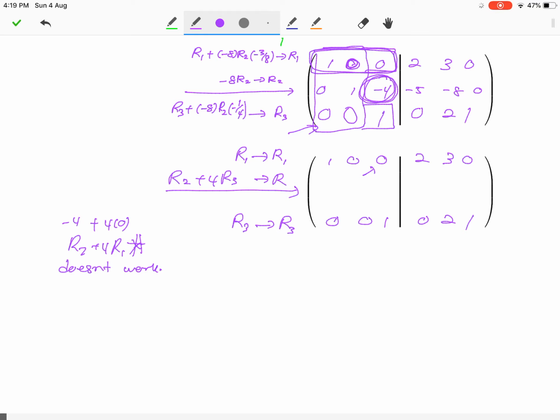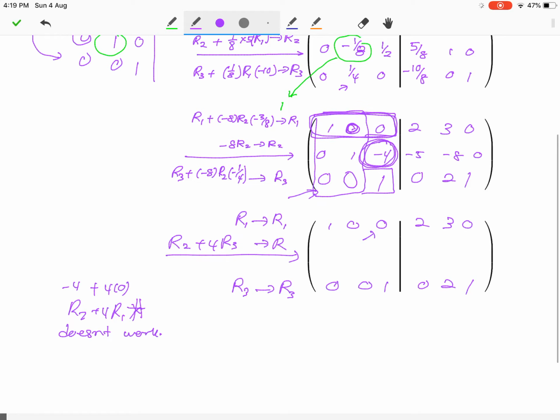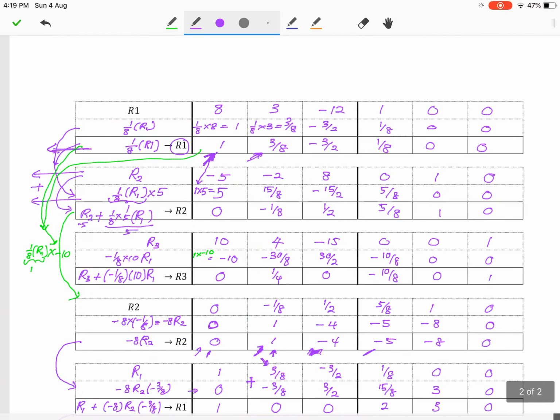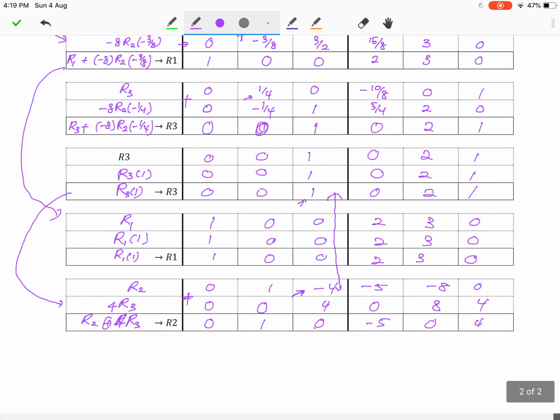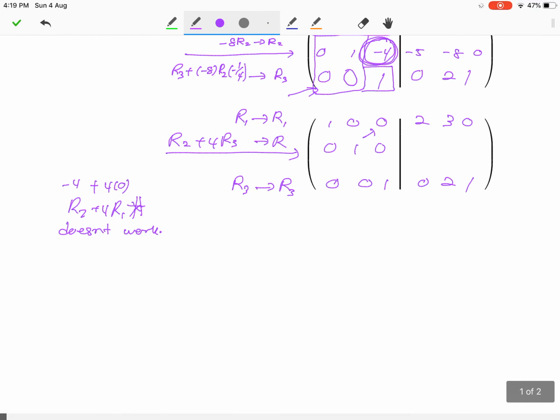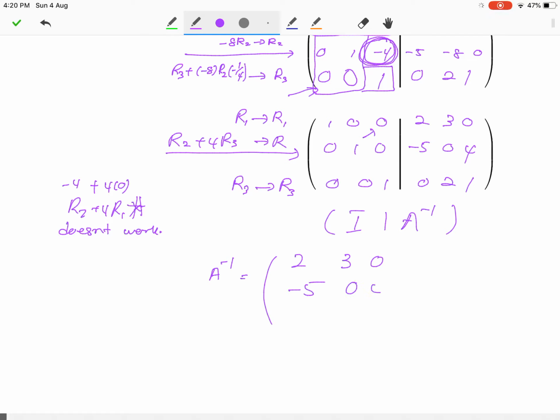Okay, so because of that, what is the result just now? The result is 0, 0, 1, 0, 0, 1, 0, and this one is negative 4, negative 5, 0, 4. So now this is your A inverse. So your A inverse by elementary row operation is 2, 3, 0, negative 5, 0, 4, 0, 2, 1. You can check this by multiplying by this one, and you will get the identity.